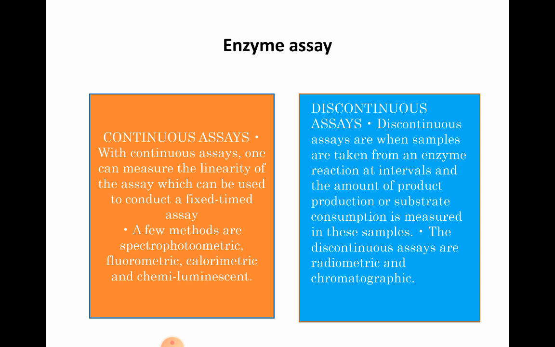In a continuous assay, one can measure the linearity of the assay, which can be used to conduct a fixed time assay. A few methods are spectrophotometric, fluorometric, calorimetric, and chemiluminescent. So these are some of the ways by which we can measure continuous and discontinuous assays.